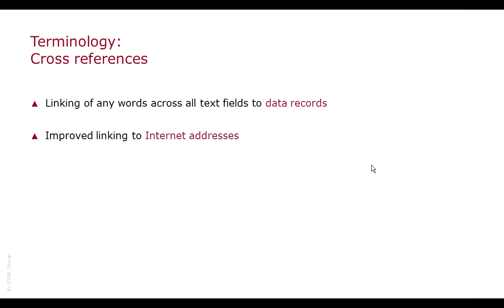The next improvement, and the last improvement I want to show you today, is that we improved the linking to internet addresses. You can insert the www address in your data record, then make the cross-reference, and then as soon as you have saved this, you can click on that address and you will access the internet. This has been improved. Okay, so this is about it I wanted to show you today.